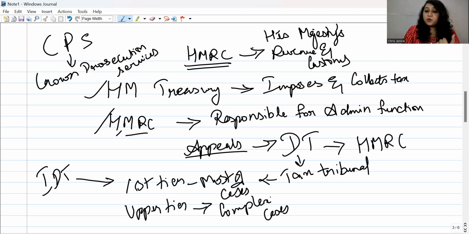So HMRC is the body which actually governs the UK tax system, and for any kind of appeals there is tax tribunal, and for direct taxes it is first the internal review officer who will look into the problem under the HMRC, right?